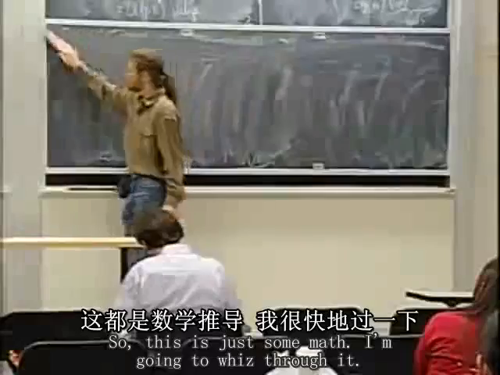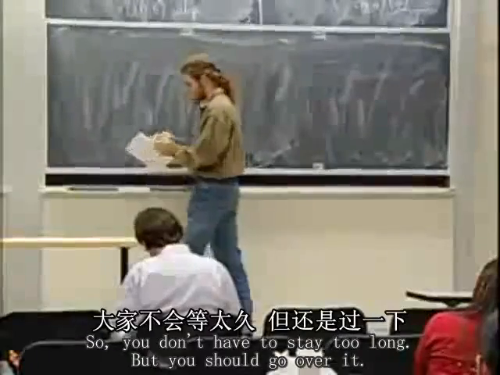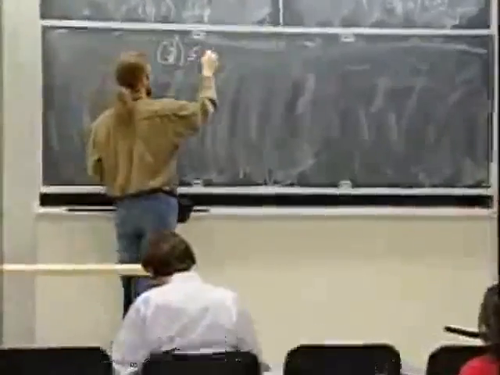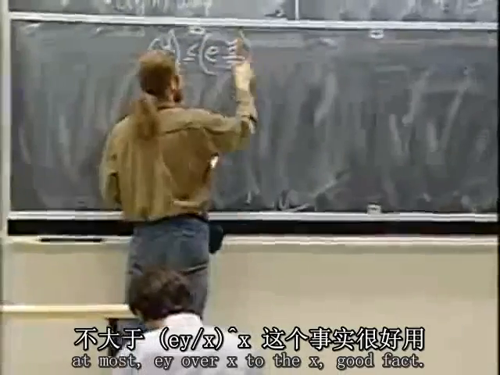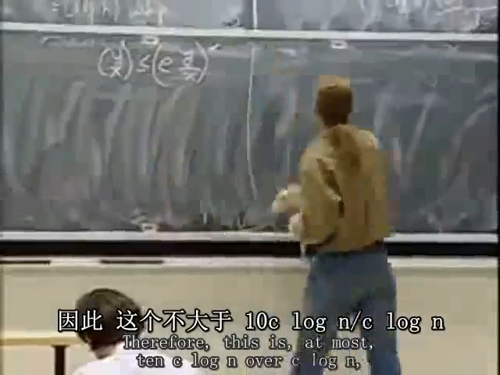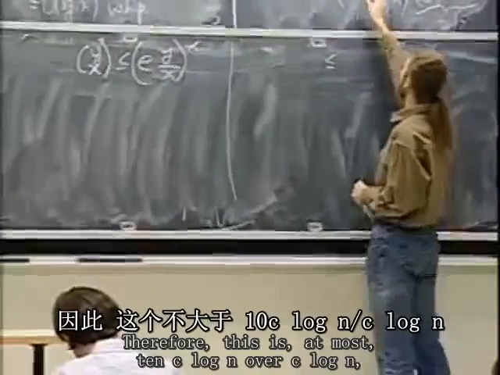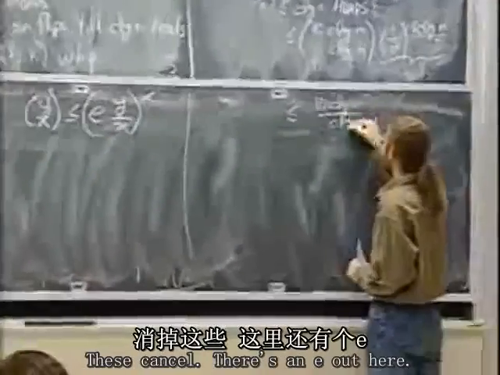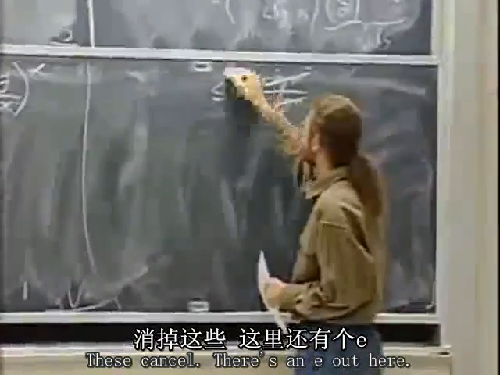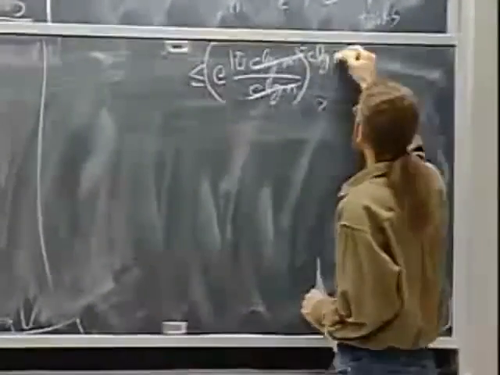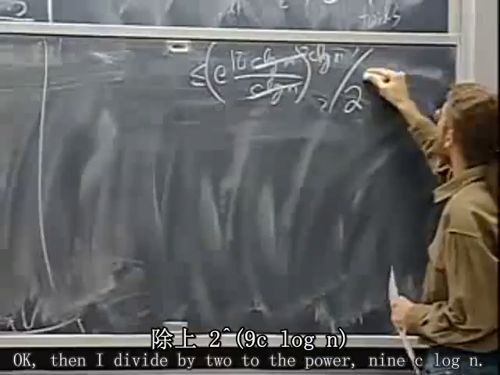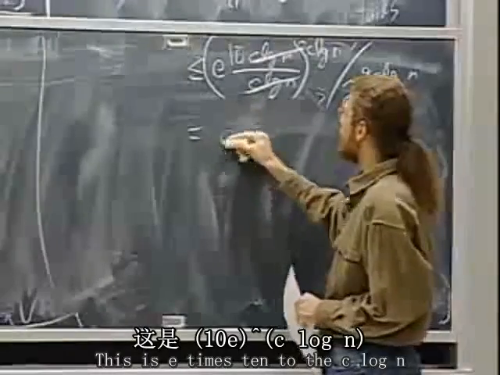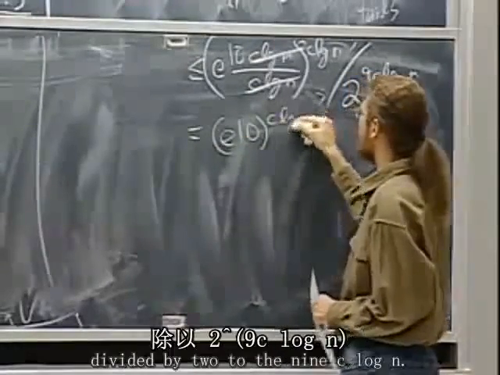So this is just some math, and I'm going to whiz through it, so you don't have to stay too long, but you should go over it. You should know that y choose x is at most e y over x to the x. Good fact. Therefore, this is at most 10 C log n over C log n, also known as 10. Right, these cancel. There's an e out here, and then I raise that to the C log n power. Okay, then I divide by 2 to the power 9 C log n. Okay, so what's this? This is e times 10 to the C log n divided by 2 to the 9 C log n.